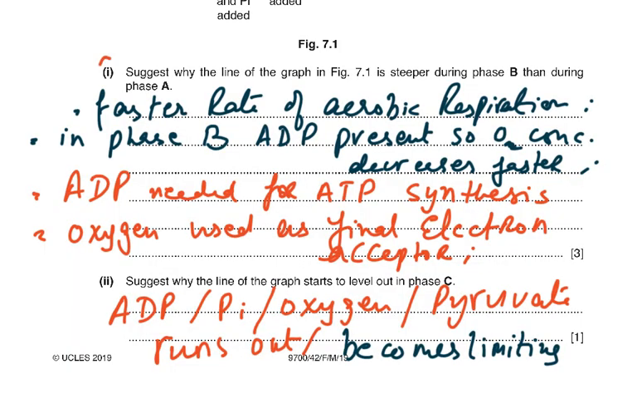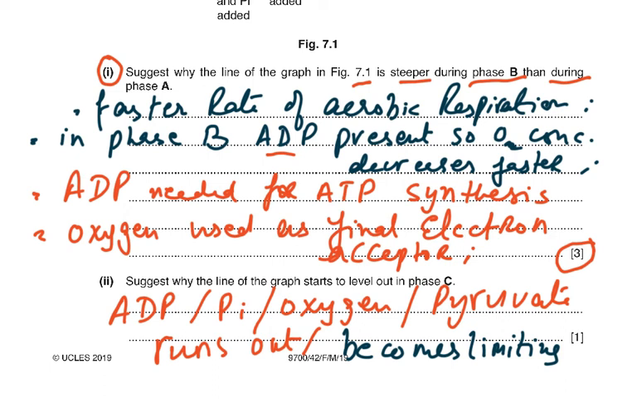Part one of the question suggests why the line of the graph on figure 7.1 is steeper during phase B than during phase A. Yes, because of a faster rate of aerobic respiration. That's why the oxygen is being used up, so the oxygen concentration is falling very rapidly. In phase B, ADP is present, so oxygen concentration decreases faster. You see, more ADP means more ATP. Oxygen is the final electron acceptor. So ADP is needed for ATP synthesis and oxygen is used as a final electron acceptor. And you had to give me any 3 points for this.